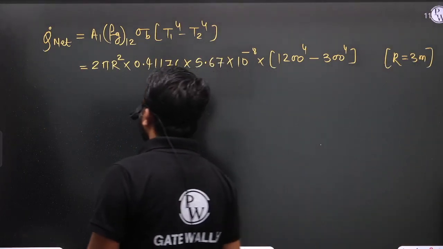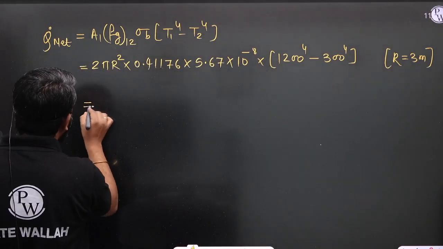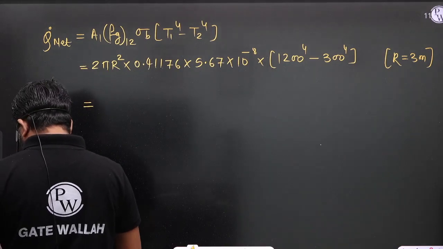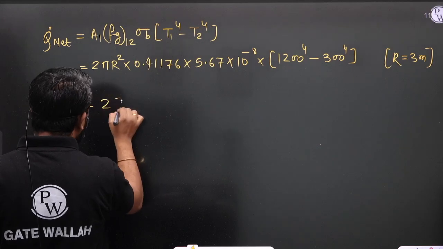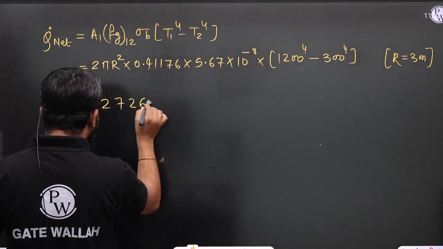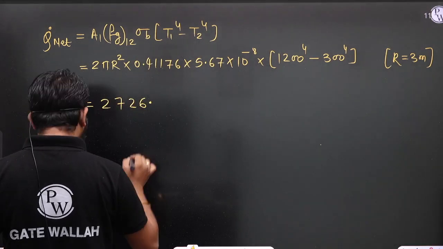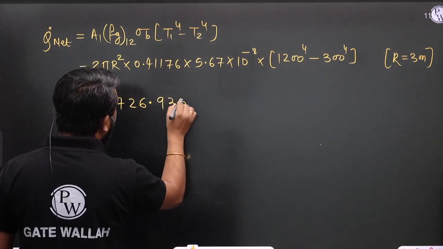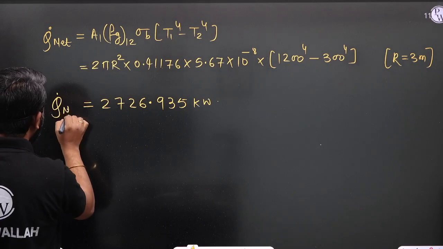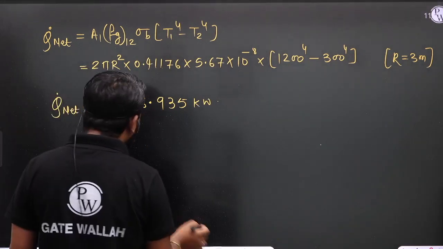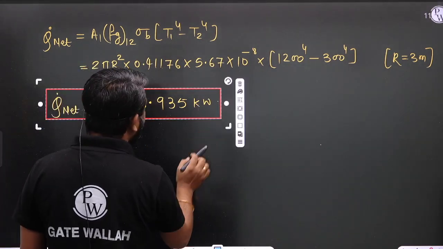Now put the value of R here, and finally if you solve this, what are you getting? The final answer, I already calculated, is 2726.935 kilowatt. So this is the radiation heat exchange from the dome to the base. This is the final answer.